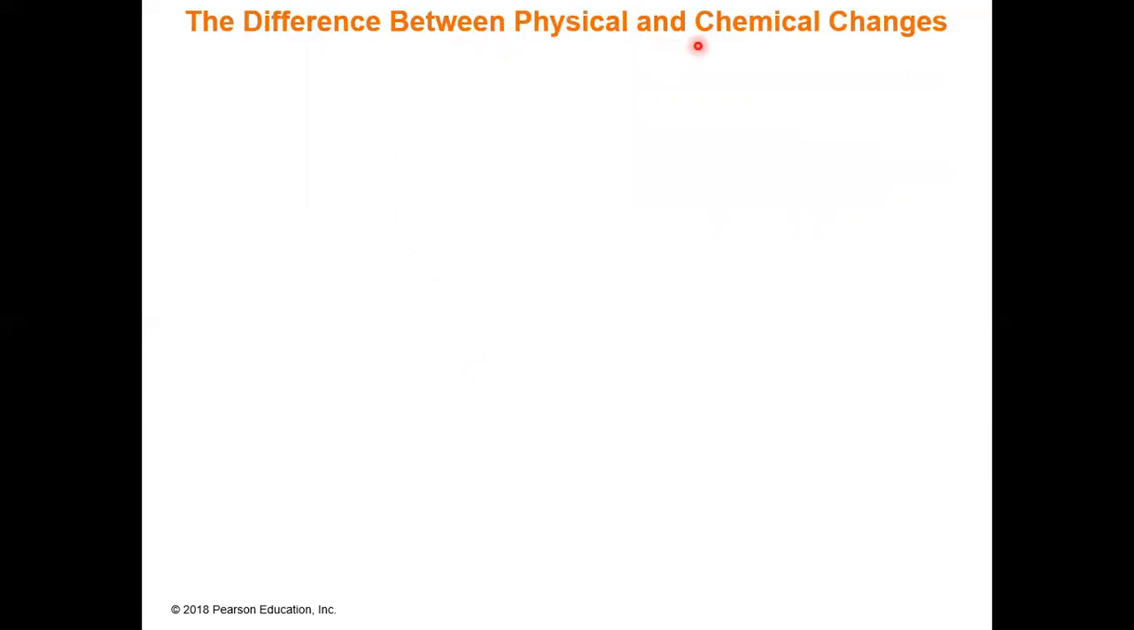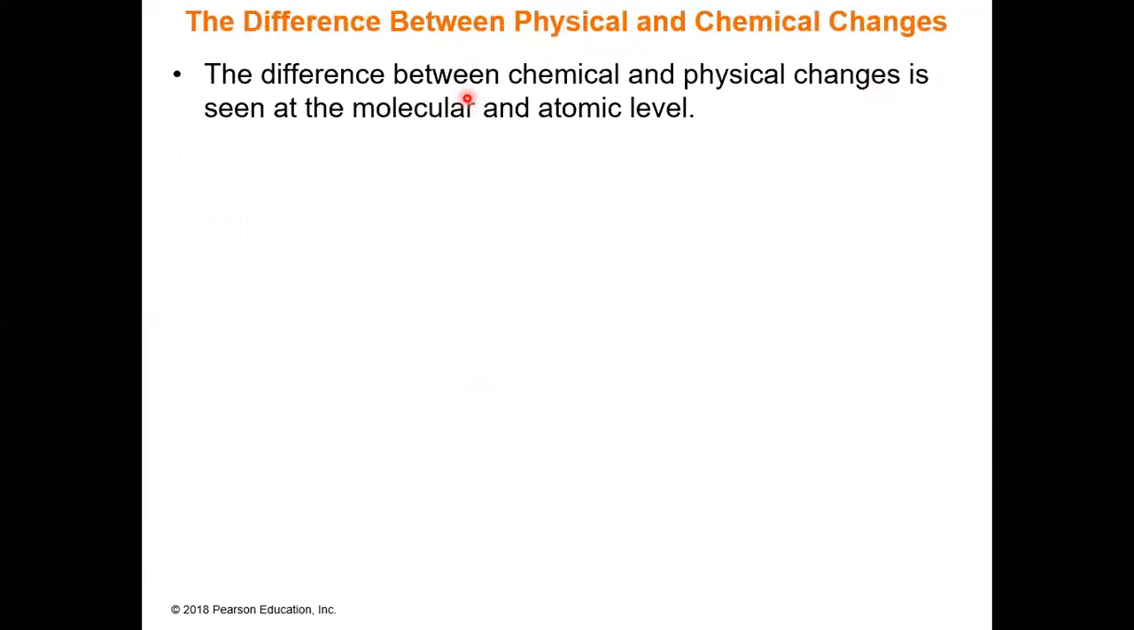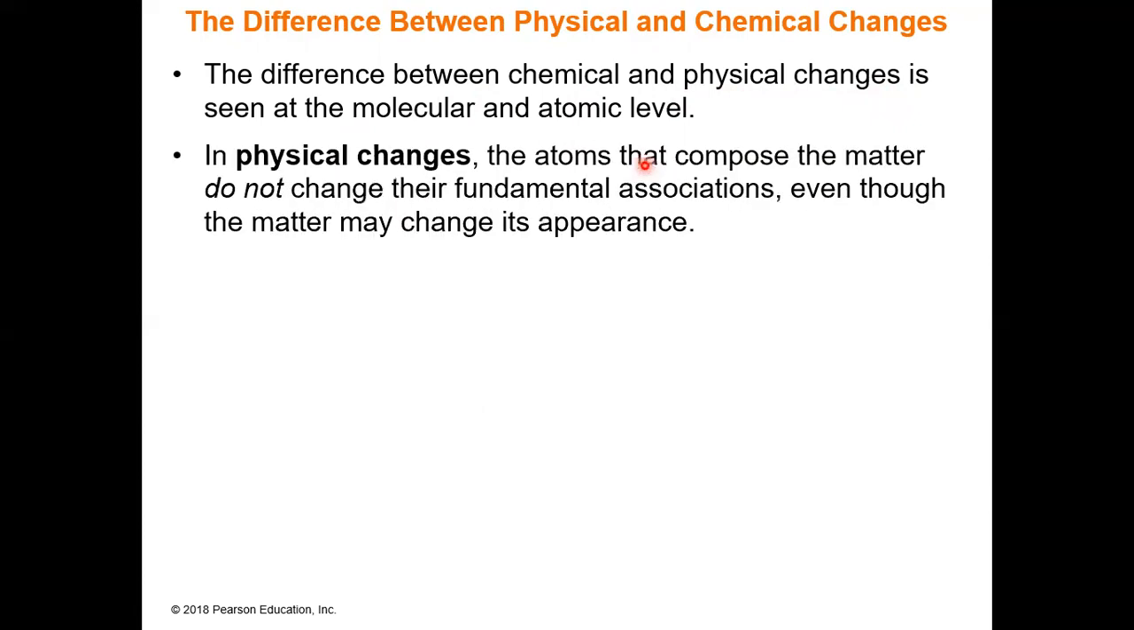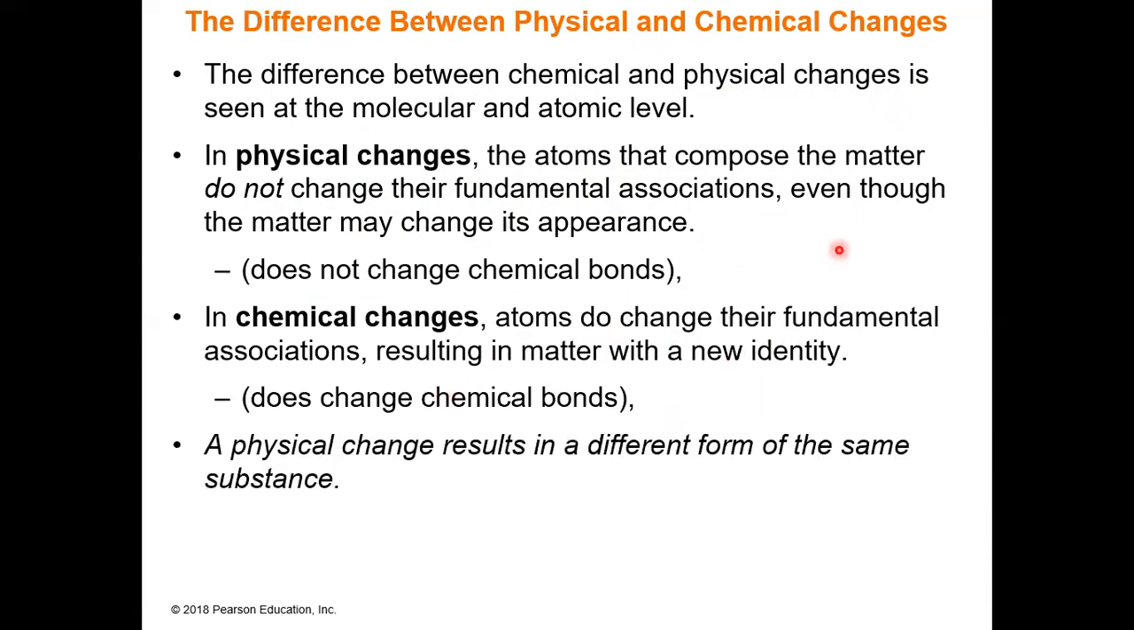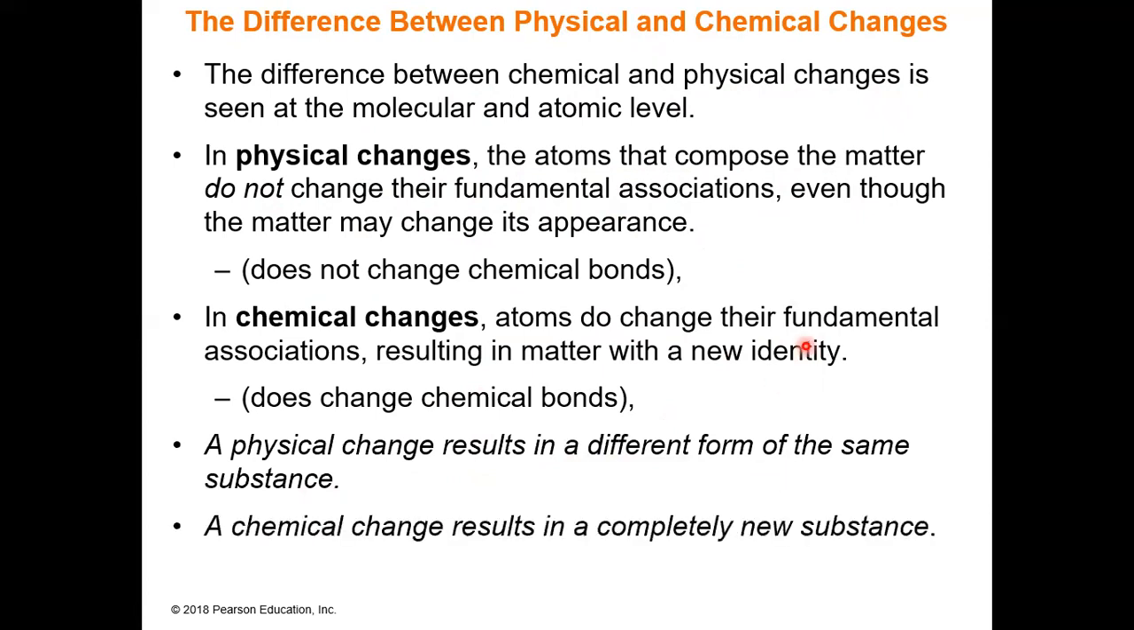So, the difference between physical and chemical changes. The difference between chemical and physical changes is seen at the molecular and atomic level. In a physical change, the atoms that compose the matter do not change their fundamental association, even though the matter may change its appearance. It does not change chemical bonds. In a chemical change, atoms do change their fundamental association, resulting in matter with a new identity. It does change chemical bonds. A physical change results in a different form of the same substance. A chemical change results in a completely new substance.